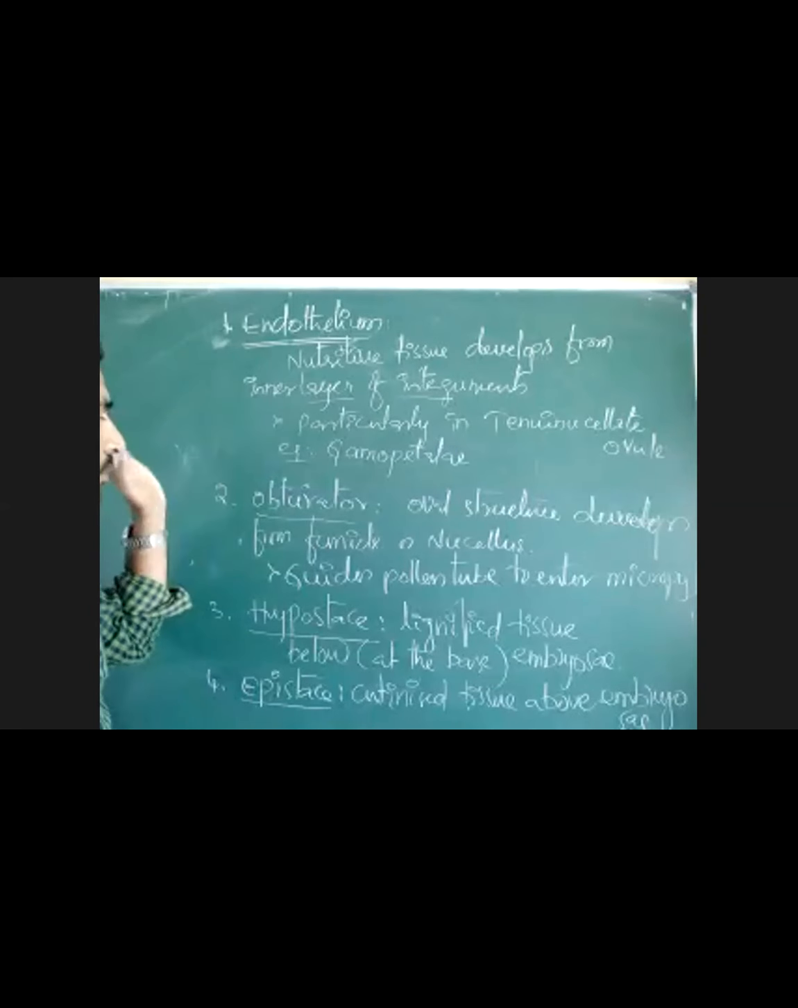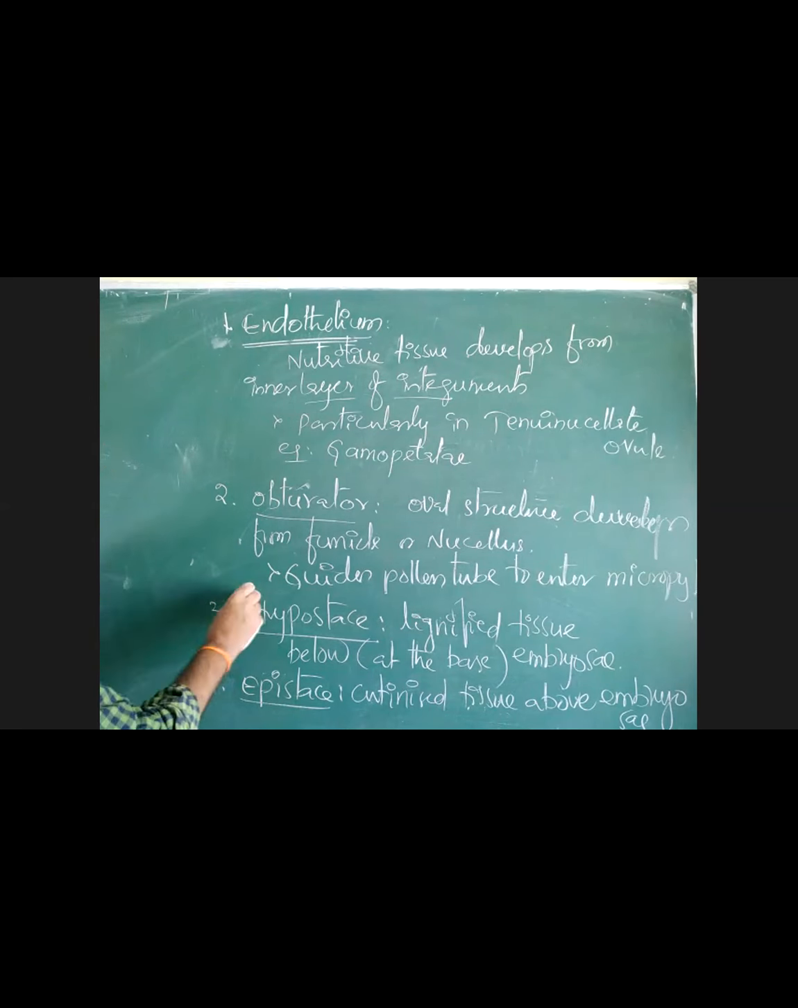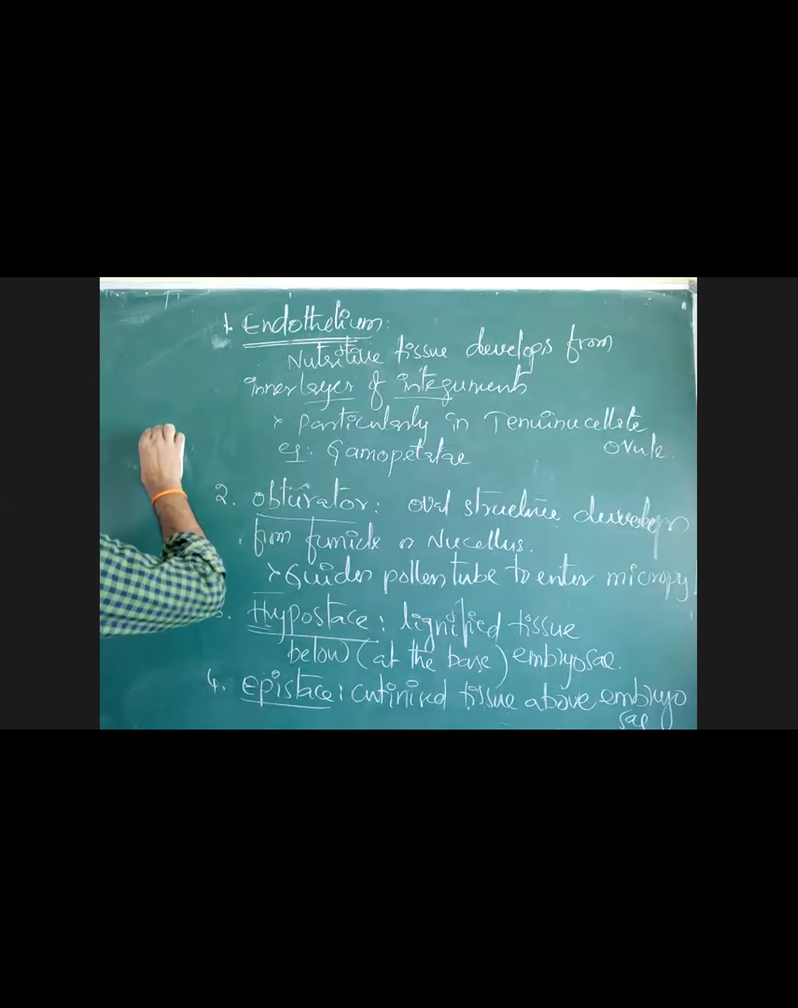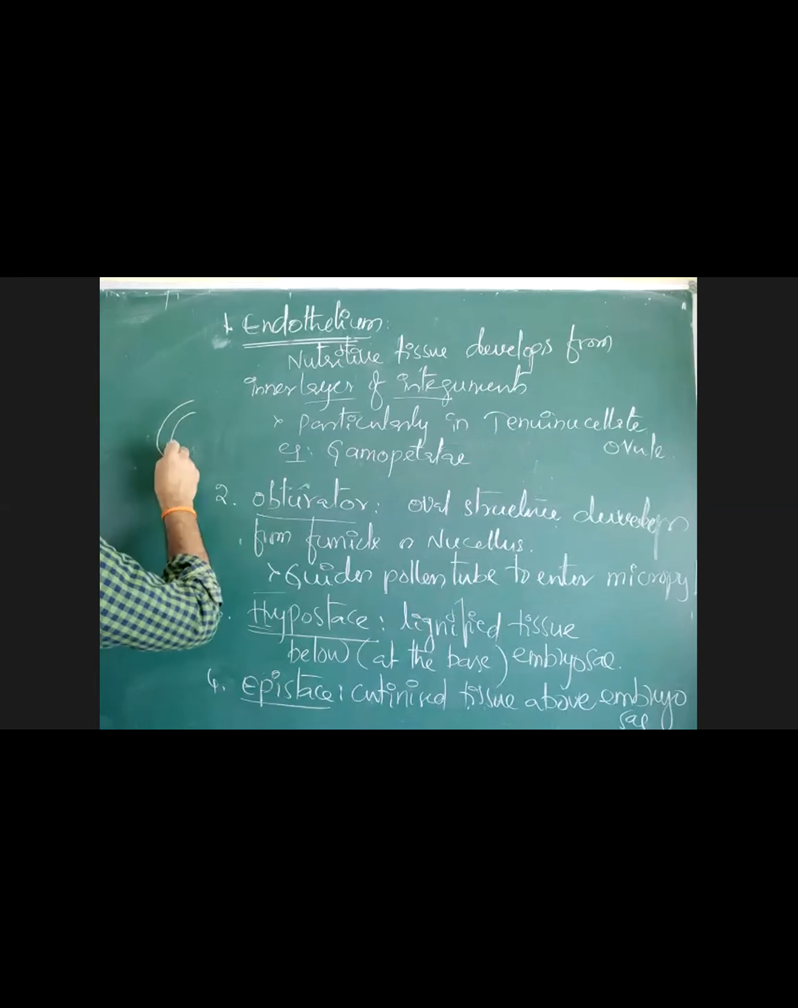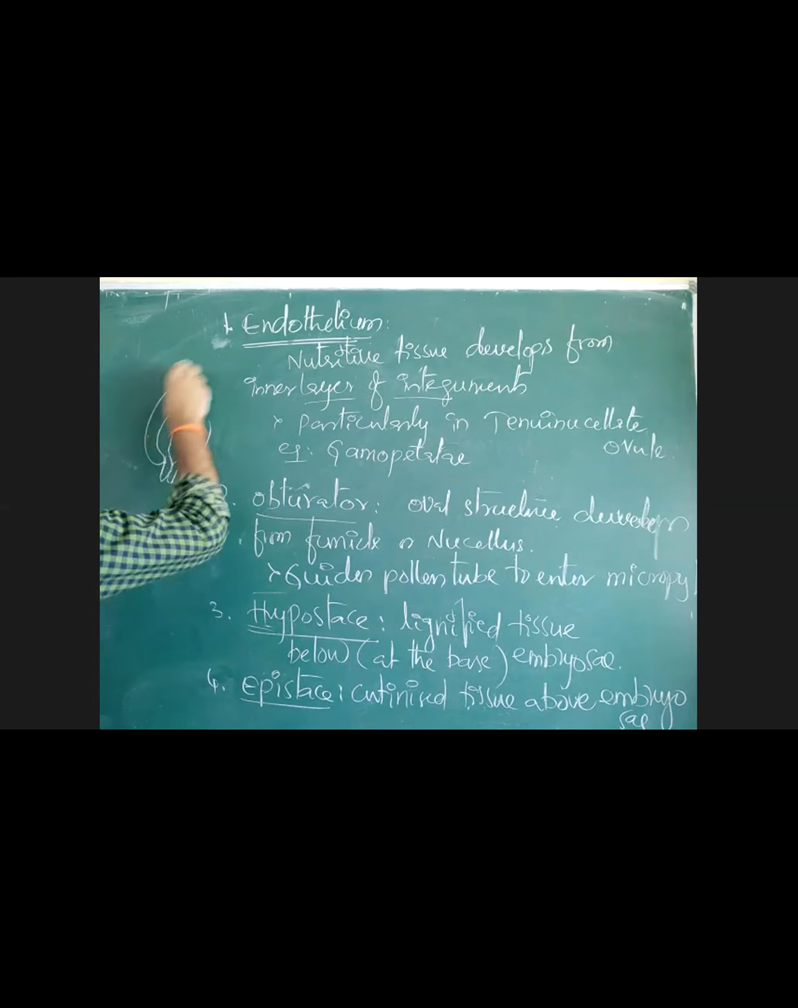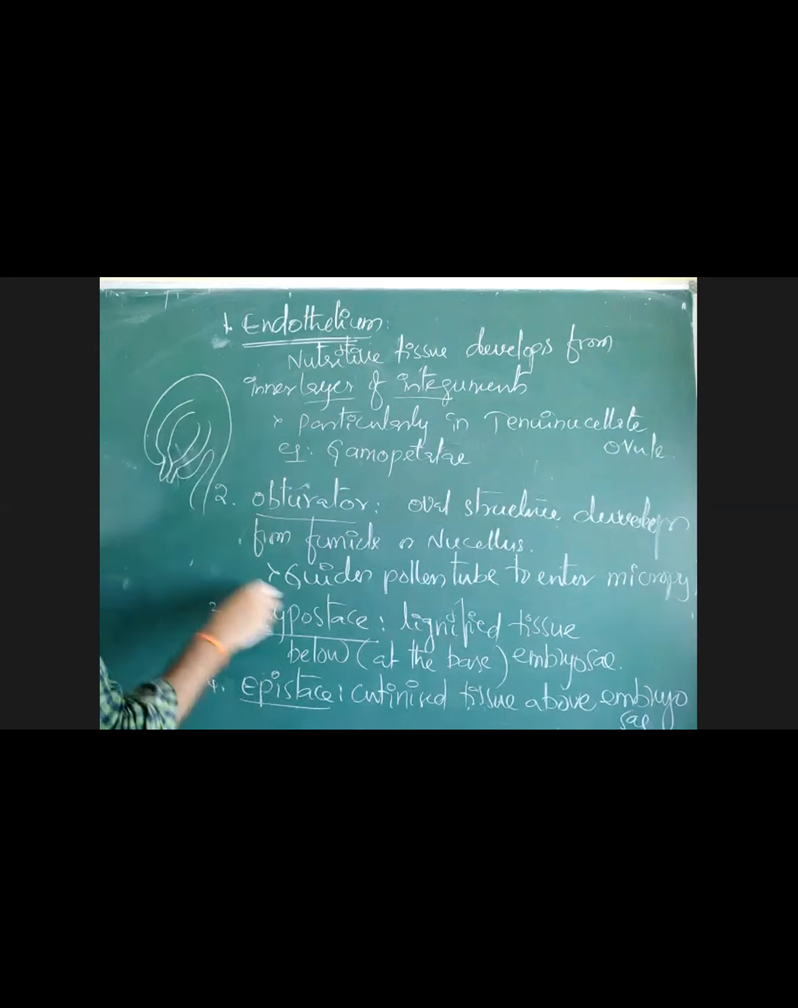Endothelium is a nutritive layer, no problem. Obturator is an oval structure that develops from the funiculus or nucellus that is responsible for the entry of the pollen tube into the ovule through the micropyle. That is no problem. See this hypostase. Where are hypostase and epistase made? Usually hypostase is made below the embryo sac. What is that portion below the embryo sac? Where is that base of the embryo sac?